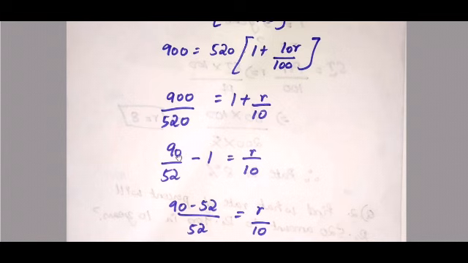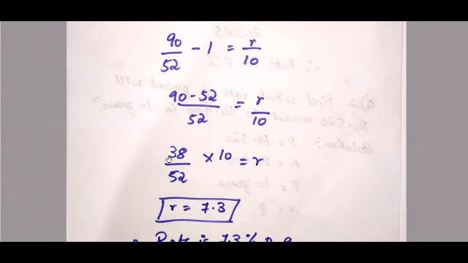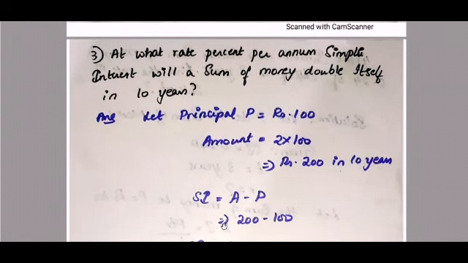So 0 and 0 get cancelled. 90 divided by 52 minus 1 is equal to R divided by 10. So 90 minus 52 divided by 52, taking 52 as the LCM, is equal to R divided by 10. 38 divided by 52 is equal to R divided by 10. So when you cross multiply, R becomes your numerator. Since here it is in division, it moves to be a multiplication. Therefore R is equal to 7.3% per annum.